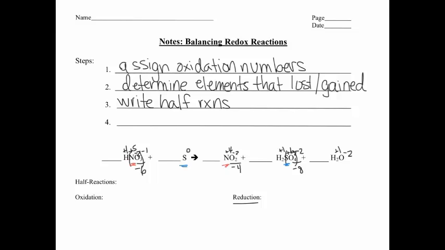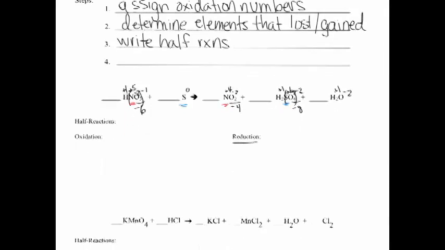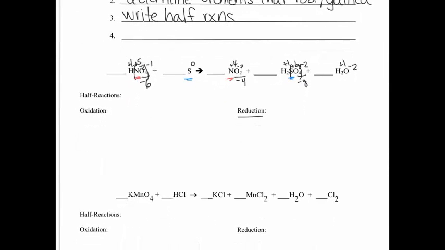Reduction means that the oxidation number was reduced. The oxidation number went down, and that happened with nitrogen. It went from +5 to +4. So we're going to write our half reaction for reduction based on nitrogen. Nitrogen started out at +5 on the reactant side. On the product side, it was +4.